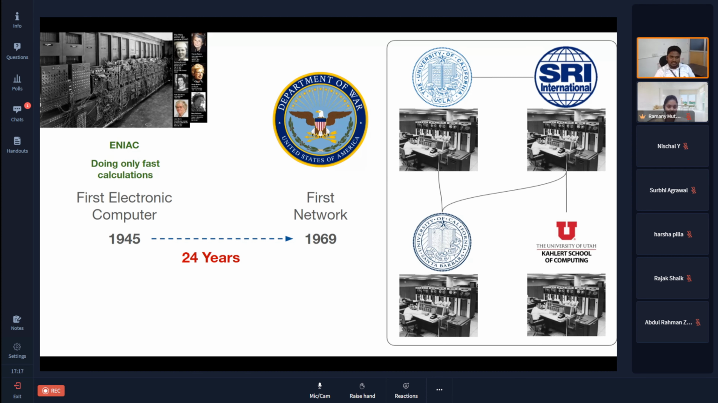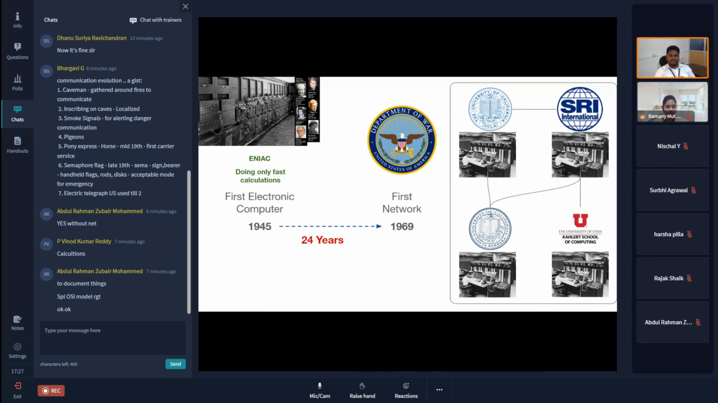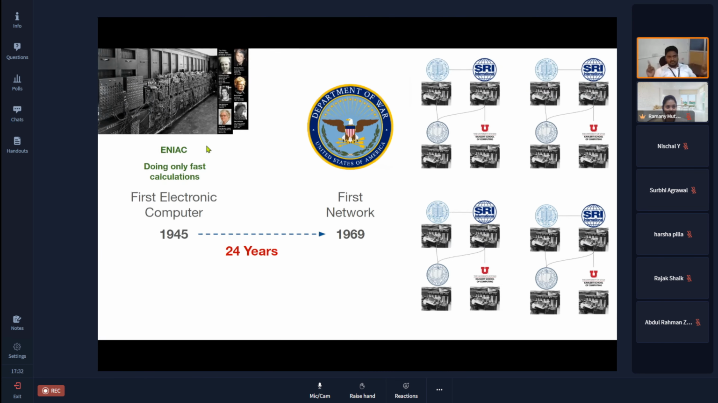The OSI model will come later. Now we are not talking about the OSI model, but the OSI model came in later years. Now we are talking about 1969. Okay, now after they created the first network, right?